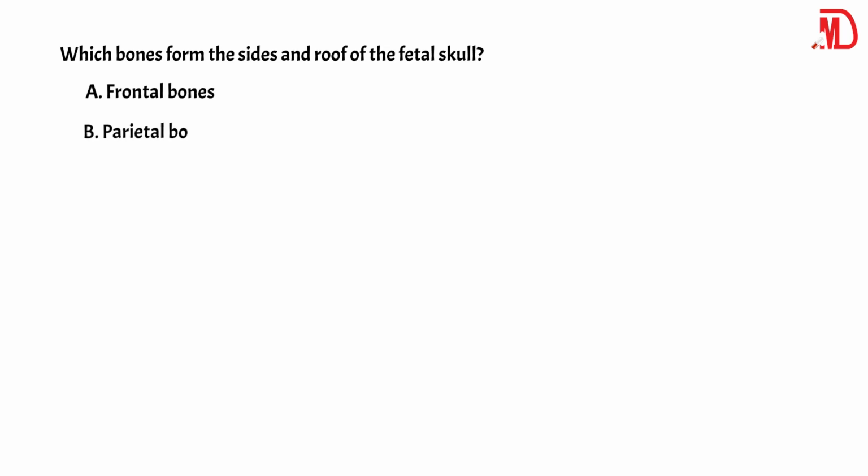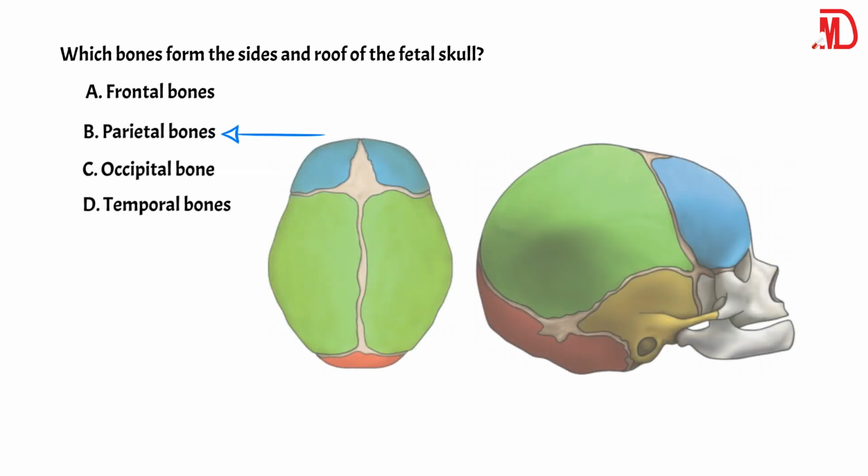Which bones form the sides and roof of the fetal skull? A. Frontal bones, B. Parietal bones, C. Occipital bone, or D. Temporal bones? The correct answer is B. Parietal bones. The parietal bones form the sides and the roof, vault, of the fetal skull.